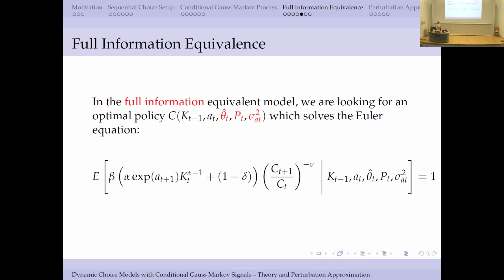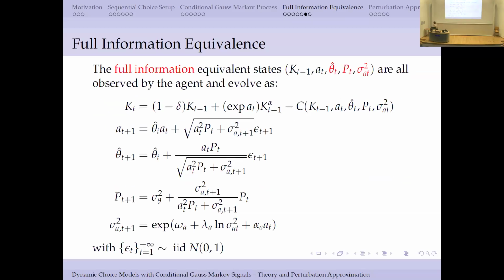But then we still need to provide the law of motion of these sufficient statistics, right, to close up the model, to give you a full information equivalent. So where is the law of motion coming from? The law of motion is going to come from the so-called innovations representation of this nonlinear state space model, right? In this innovations representation, we write how these conditional means and variances depend on their own lagged values, the lagged value of the conditional variance, and the new innovation, called here epsilon.